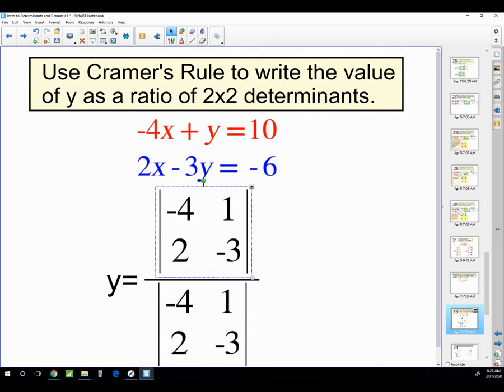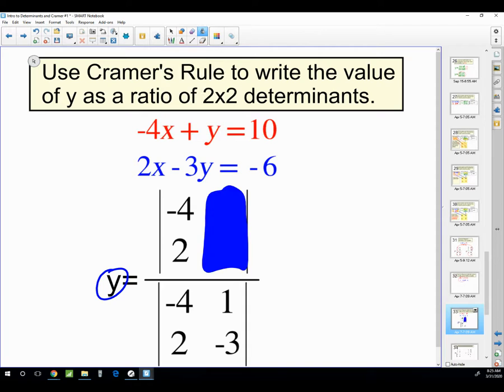Of course, that value would be 1 because anything divided by itself is 1. And if you're solving for Y, you take out the Y coefficients. Let's see if I can get this to work. Yay. And then you put the constants into the Y column. And then you would do the same thing for X.